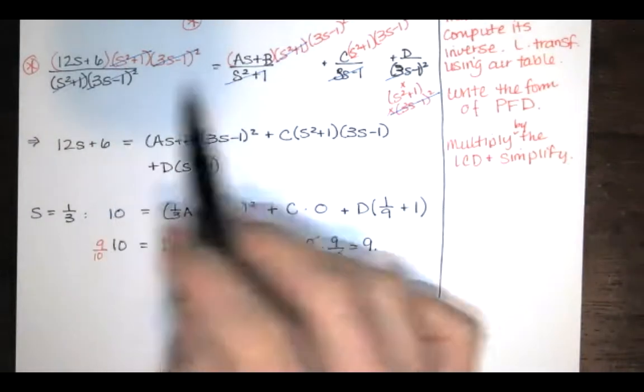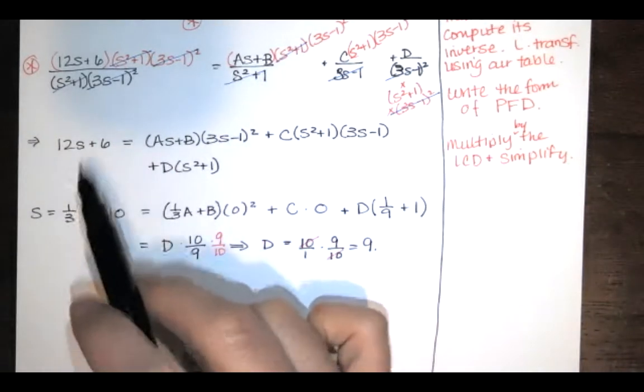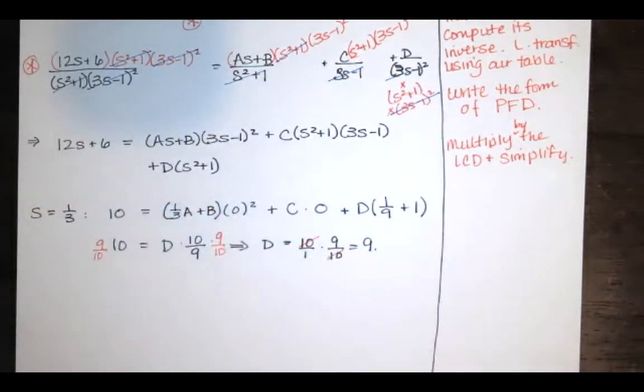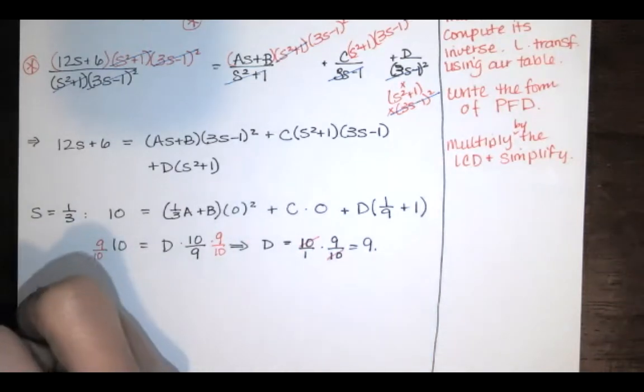Now, because that factor was repeated, and S squared plus 1 never equals 0 in the real number system, we usually just choose 3 more values of S in order to find the A, the B, and the C that are left. We already know what D is. So I would choose the easiest values of S first.